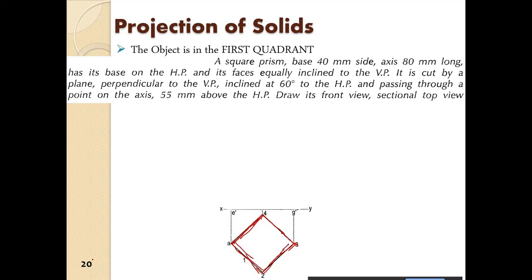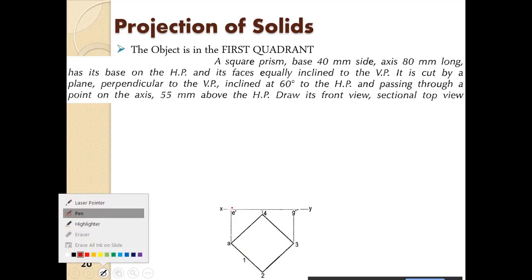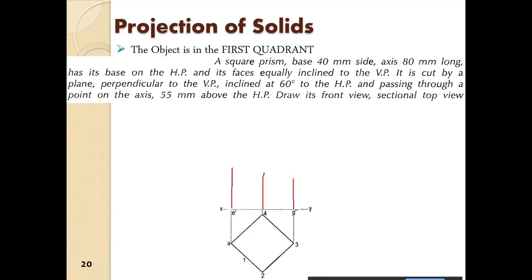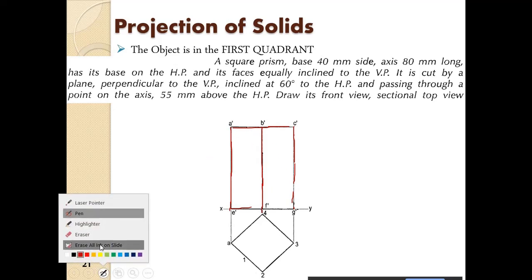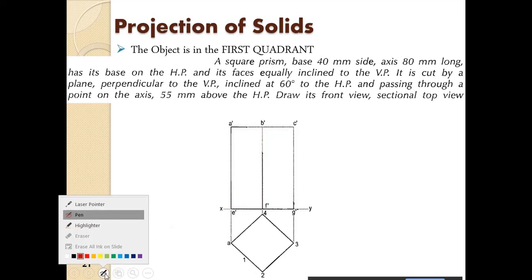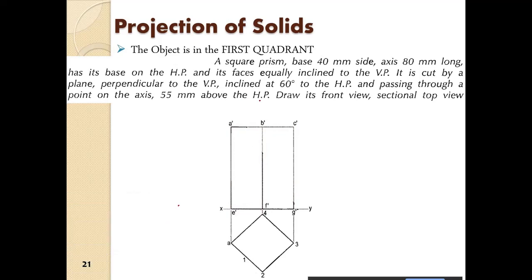So first again we start with the top view of the square prism. Second, we project it up and we get the front view. Now third, we draw the plane inclined at 60 degrees. Then again we have to project this below. So here we will project it, and this we will project it.